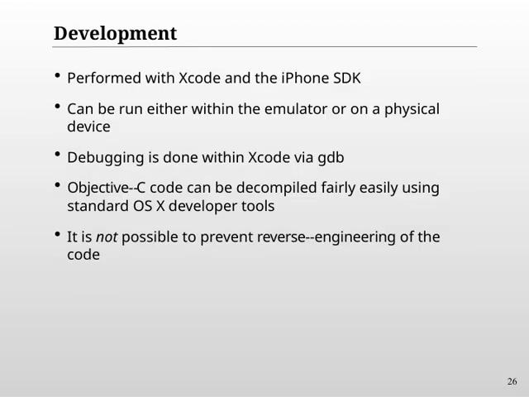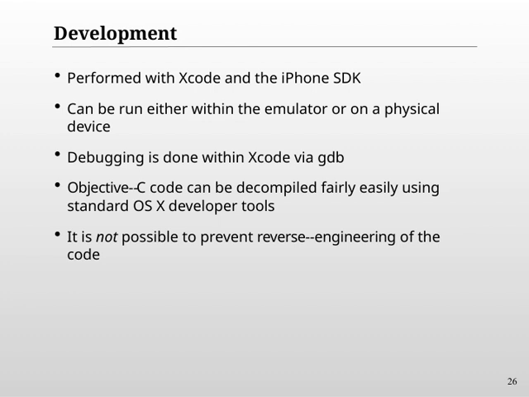Let's talk about how development is carried out. We use Xcode along with the iPhone SDK to build our applications. This setup allows us to run our code either within an emulator, which is great for testing across different scenarios, or directly on a physical device for real-world testing. Debugging is integrated right into Xcode, and we rely on GDB for that process, making it easier to identify and fix issues.